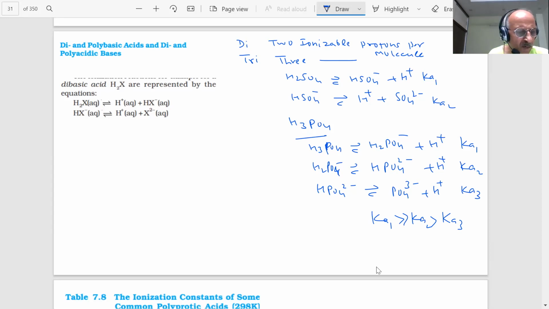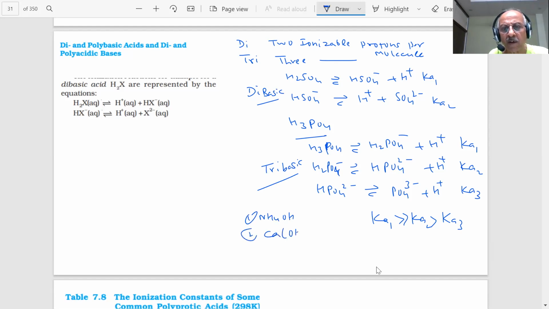Similarly, for bases also, student, how many hydroxides are there? Monobasic, dibasic, tribasic. So these are called polybasic acids and polyacidic bases. You have ammonium hydroxide, you have calcium hydroxide, student. It has 2, it has 1.